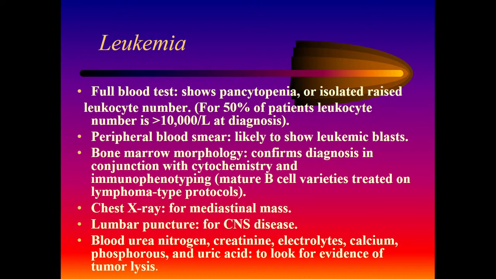Cytochemistry and immunophenotyping. Mature B cells are treated with lymphoma protocols. Chest X-ray for mediastinal mass examination. Lumbar puncture for CNS disease determination. Blood urea nitrogen, creatinine, electrolytes, calcium, phosphorus, and uric acid to look for evidence of tumor lysis.